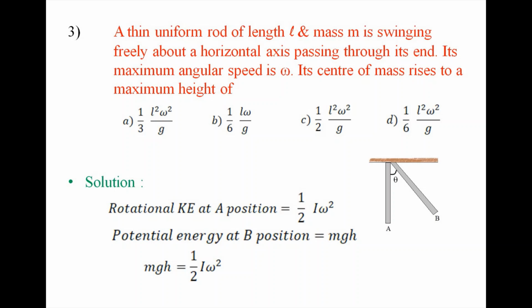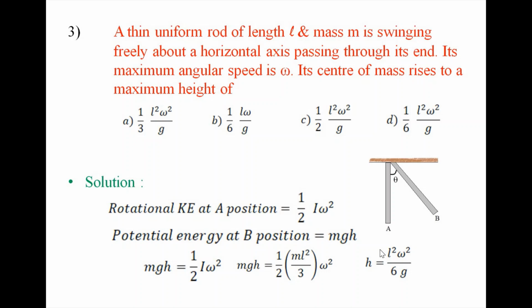mgh equals 1/2 I omega square. Putting the value of the moment of inertia in this formula, we get mgh equals 1/2 into the bracket ml square divided by 3, into omega square. Simplifying this equation, we get the final answer: h equals L square omega square divided by 6g. So here option D is correct.